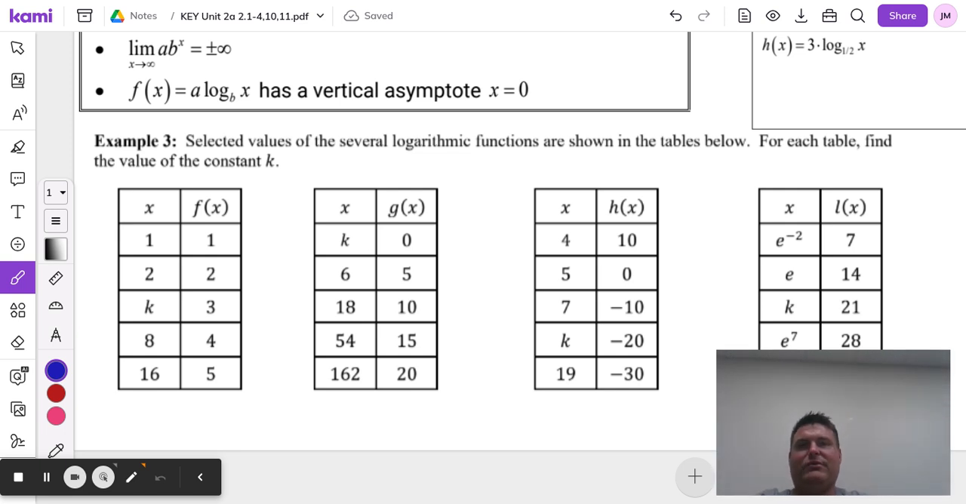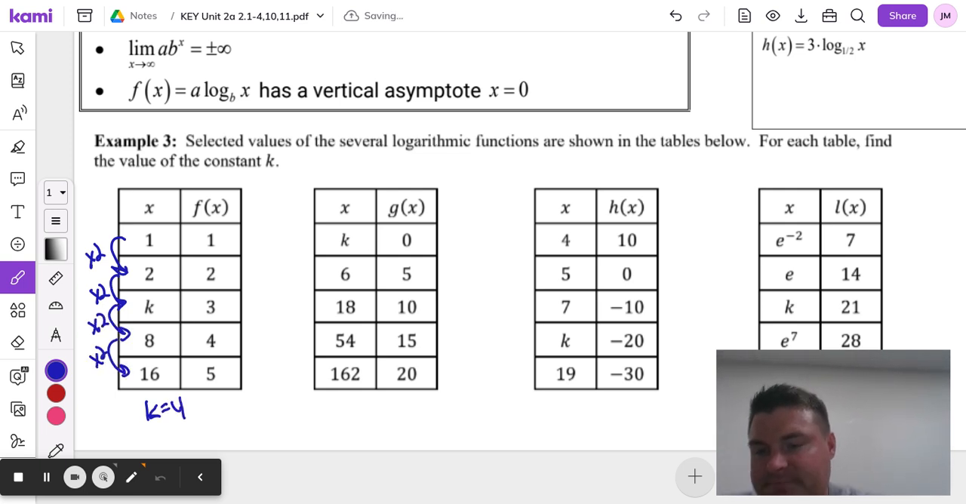Let's find the values for k, which means that my input values are the things that are being proportional. 1 to 2, that's times 2. So this should also be times 2, which would make that number k equals 4. You can always check it if you want. 4 times 2 is 8. 8 times 2 is 16.